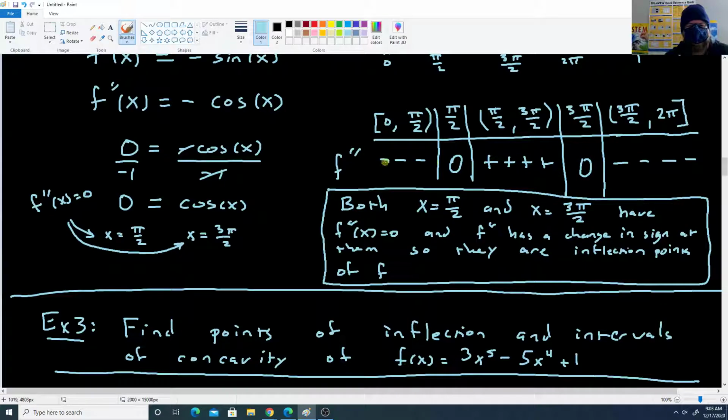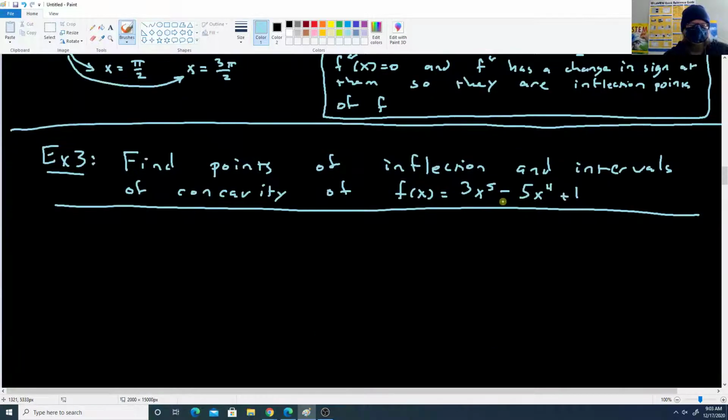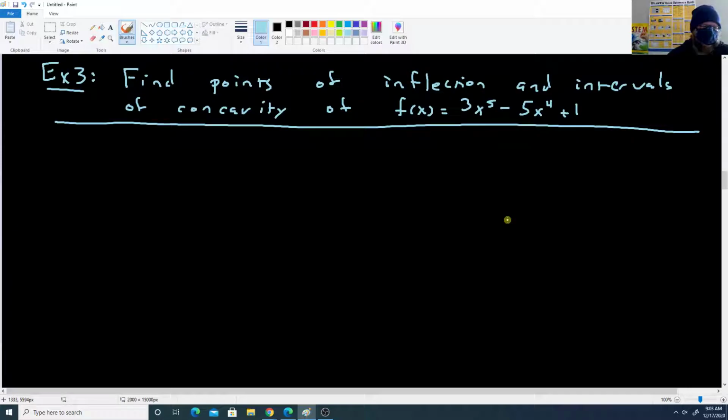And then if we have zeros with change in signs, where we got points of inflection there. If we have regions where the function is negative or regions where the function is positive, or sorry, the function being the second derivative. So if we have regions where the second derivative is negative or the second derivative is positive, then that will tell us where we're concave up or concave down.